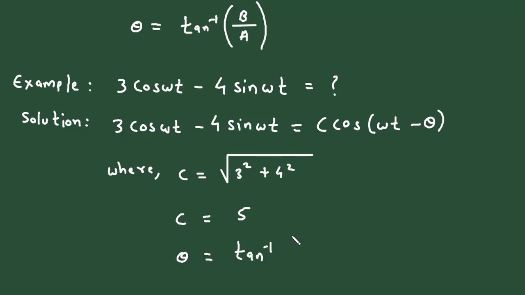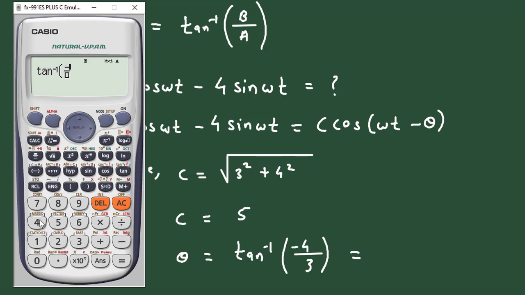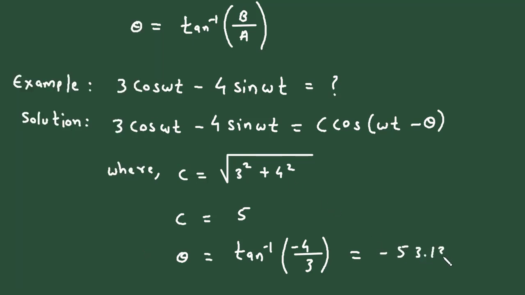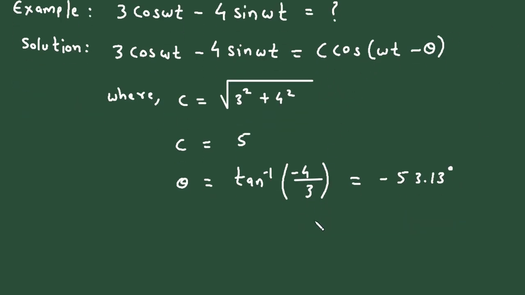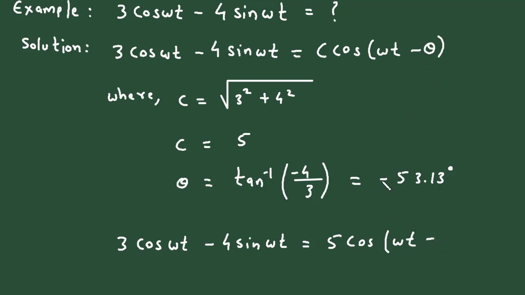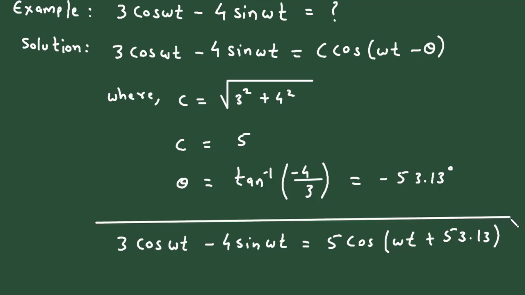And this theta is equal to tan inverse of minus 4 divided by 3, so it is minus 53.13 degree. So let's substitute it here. Therefore, 3 cos omega t minus 4 sin omega t is equal to, in place of this C, we can substitute 5 cos omega t, then minus, now here it is minus, here also it is minus, so minus minus is plus, 53.13. So this is how we can add two sinusoids.